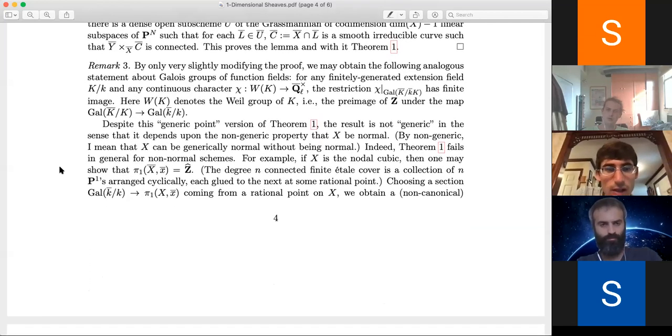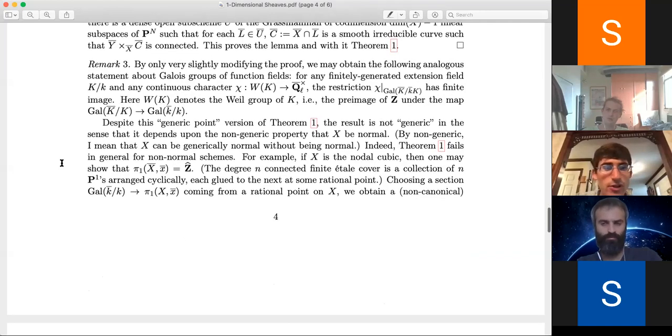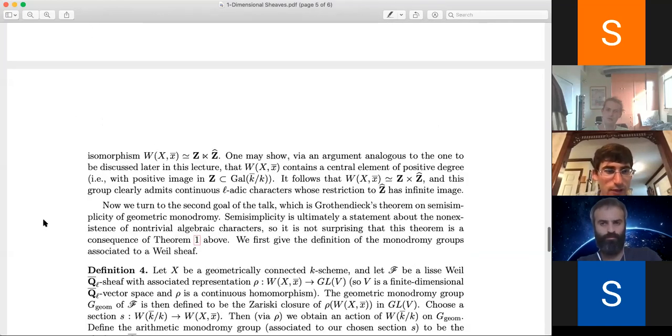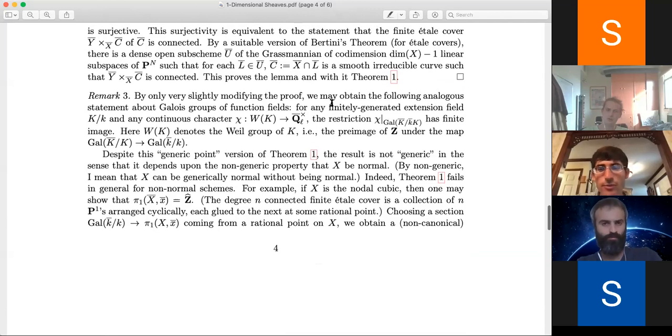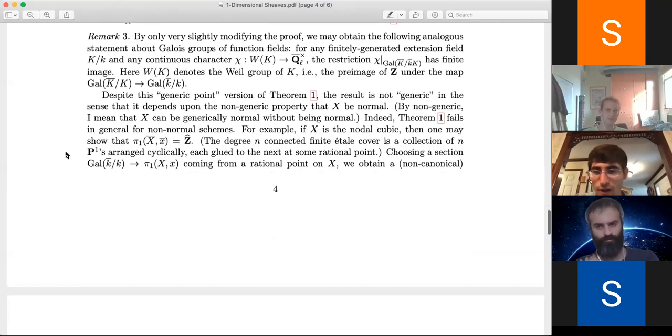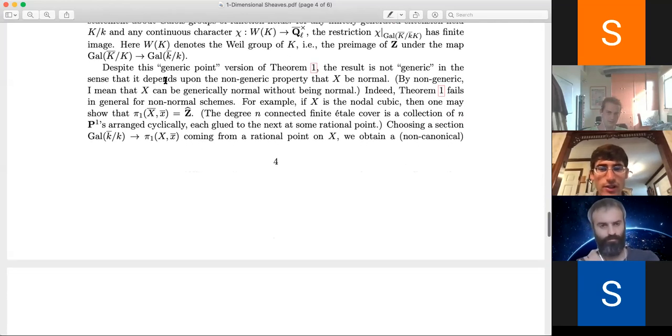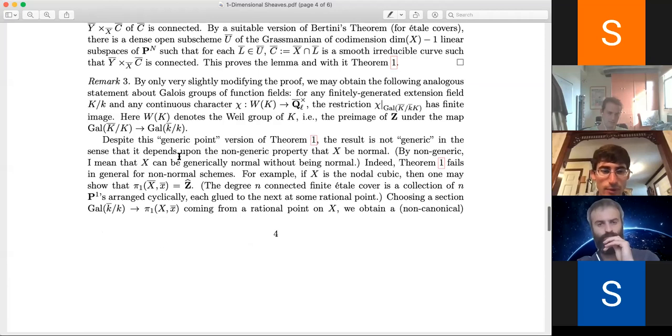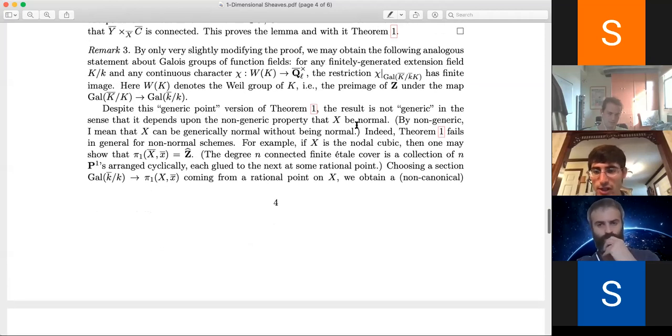All right. Okay, so maybe I'll just talk about this remark here. I might go through this quickly because I have to get to the other thing. But by slightly modifying the proof, you can obtain a version of this for generic points. So you consider the Weil group of the function field of your x, and then the restriction to the geometric part, which is to say the Galois group of k bar over k bar k, has finite image. So you can obtain a generic version of it. And also, the condition that x be normal is necessary.